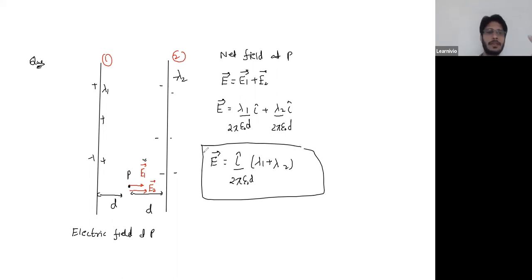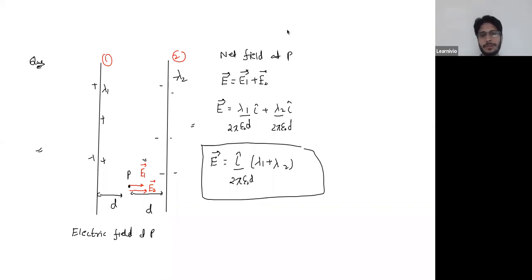In the same method, you can calculate the field in this region or in this region, the way we have done for infinite regions. Is it clear? Okay. Please note it, then we'll move on to the next one.